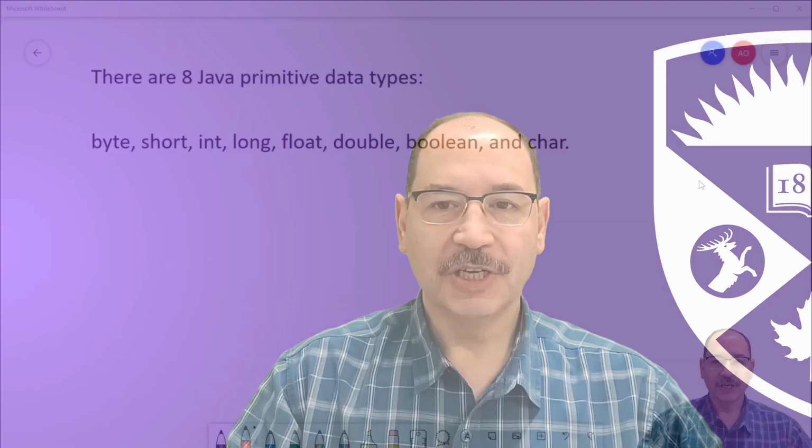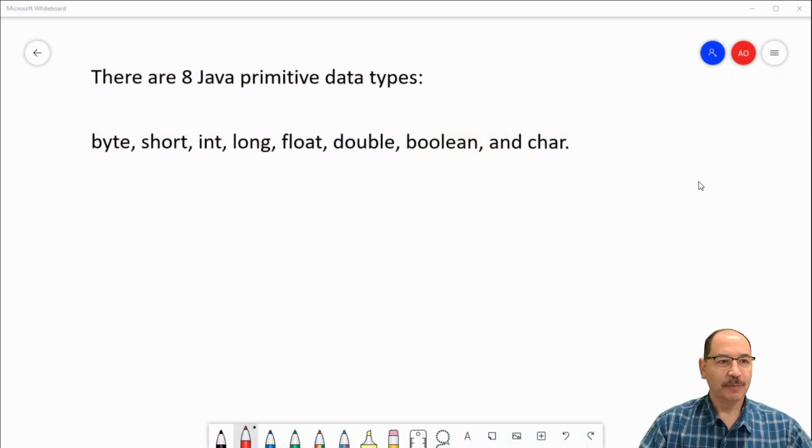In this video I will talk about primitive type variables and class type variables. Primitive data types are built into the Java language and are not derived from classes. There are 8 Java primitive data types: byte, short, int, long, float, double, boolean, and char.